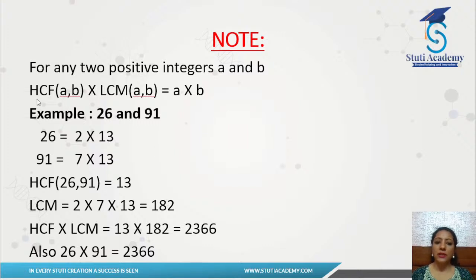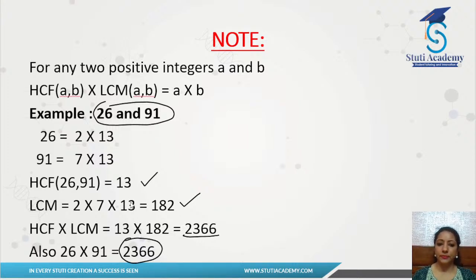So we need to check whether HCF into LCM is same as the product of the numbers. So I'm taking the HCF 13, I'm taking the LCM 182, and I'll multiply these 2. So we'll get 2366 here. Also, if I take the numbers given to me, 26 and 91, and I multiply, I will get 2366 here. So we have now concluded that the HCF of 2 numbers into the LCM of these 2 numbers will be same as product of the numbers. Now children, we'll be applying this concept in the next question.